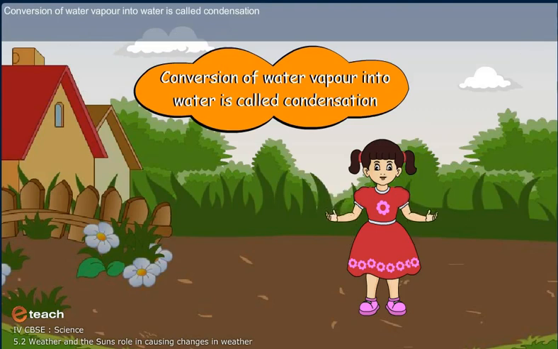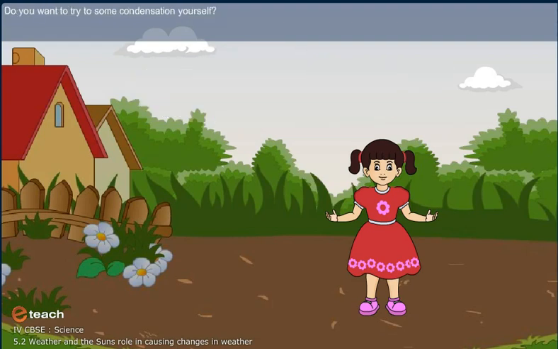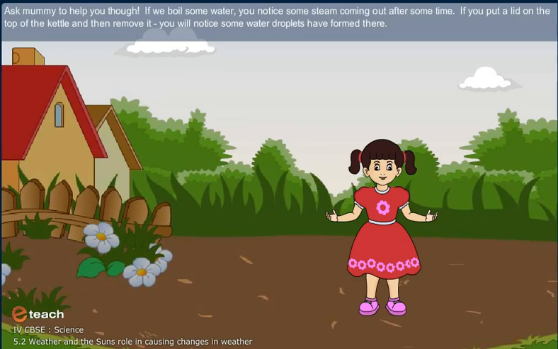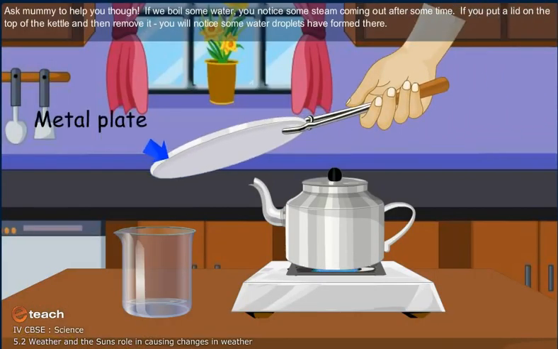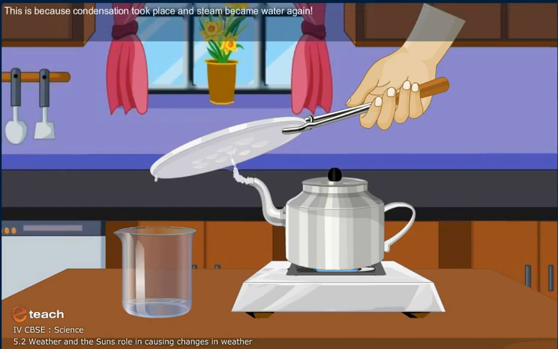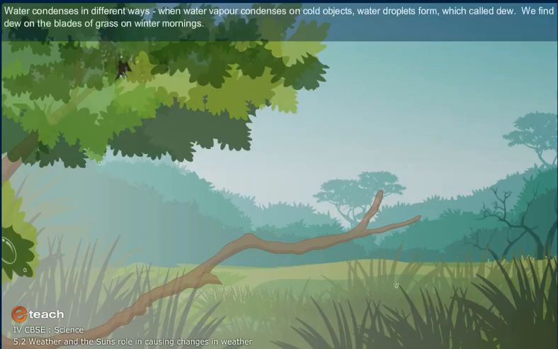Conversion of water vapor into water is called condensation. Do you want to try condensation yourself? Ask Mummy to help you though. If we boil some water, you notice some steam coming out after some time. If you put a lid on the top of the kettle and then remove it, you will notice some water droplets have formed there. This is because condensation took place and steam became water again.